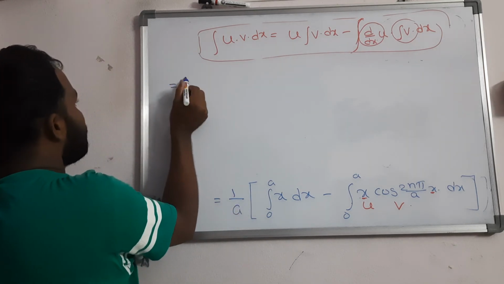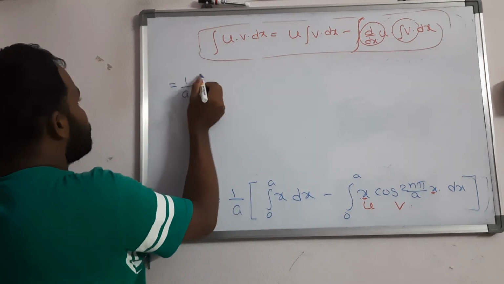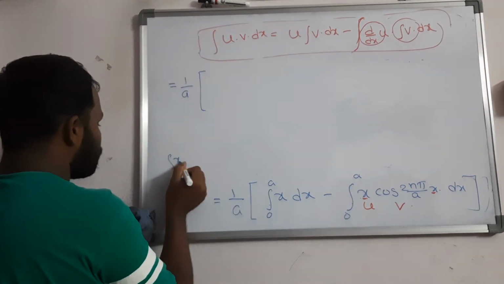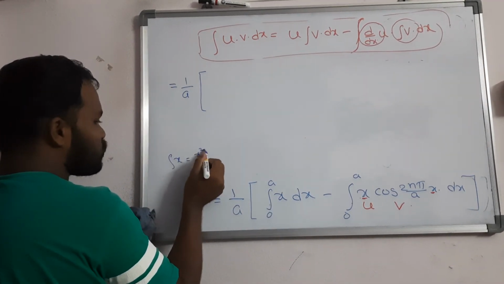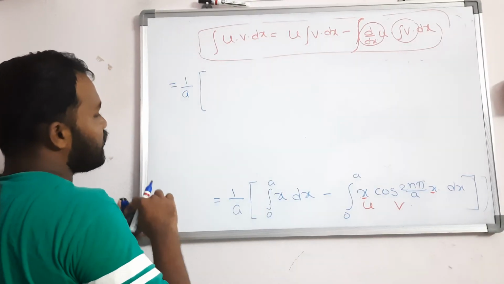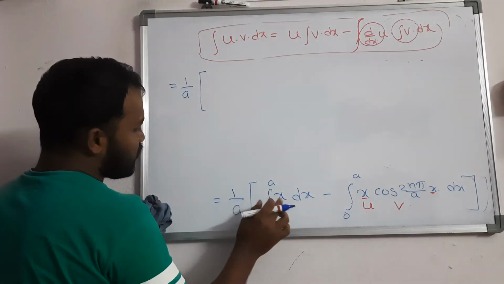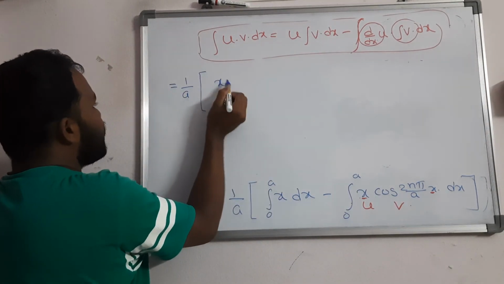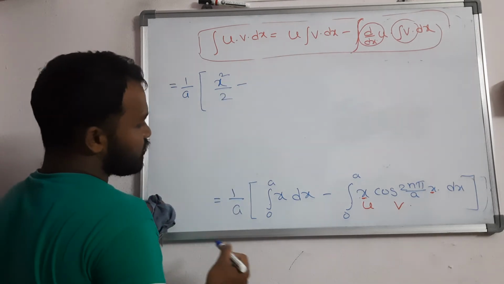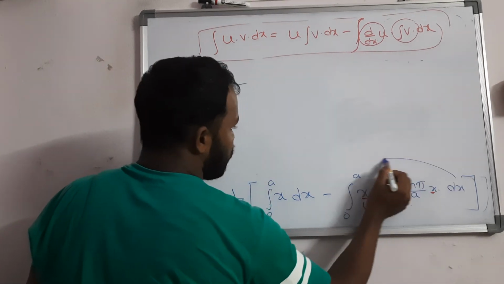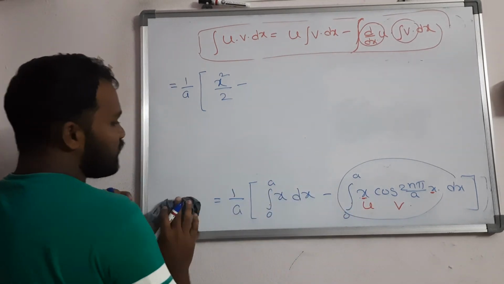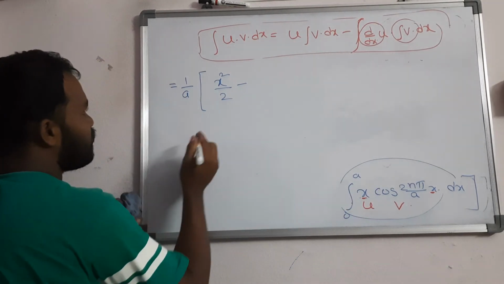That is equal to 1 by a into, as it is, the first integration of x. I already told you, the integration of x is x square by 2, using x power n plus 1 by n plus 1, as already discussed. So the integration of x is x square by 2, minus. Now you should find out the value of this. First I am going to take this part only and find out this value.